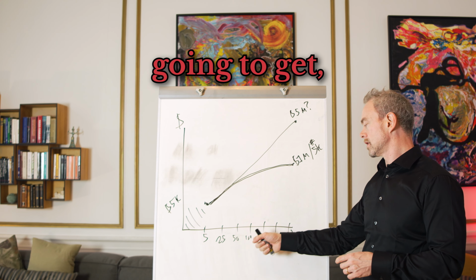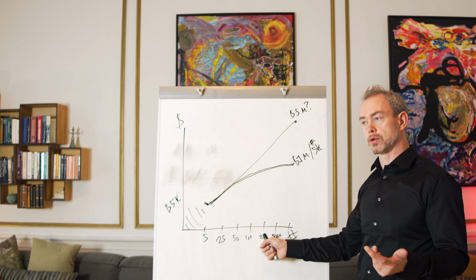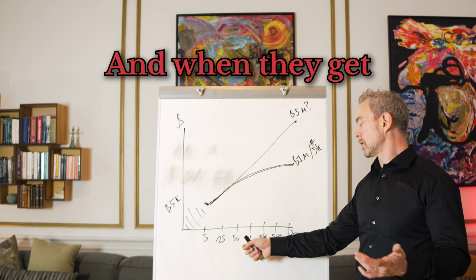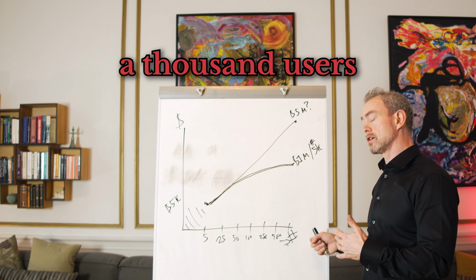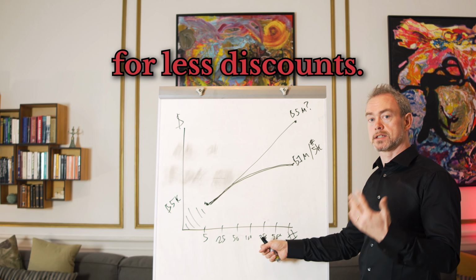Because you are going to get, let's say, a 100 user account through the door or 250 user accounts through the door, which is at that point in time the biggest user. And when they get through the door and they see your pricing model is already accommodating, let's say, 1,000 users or something that is way larger than them, they will usually press for less discounts.